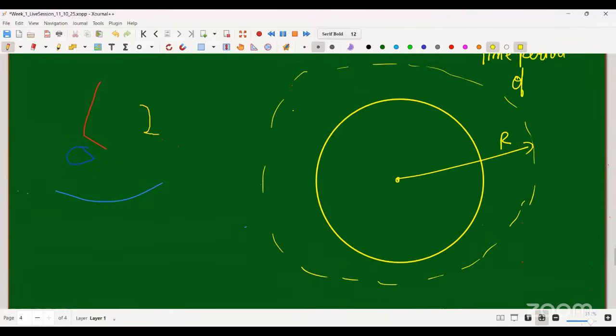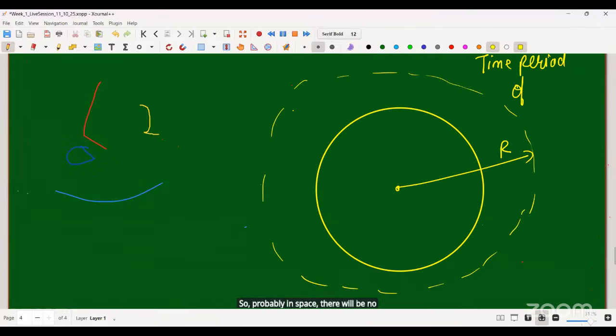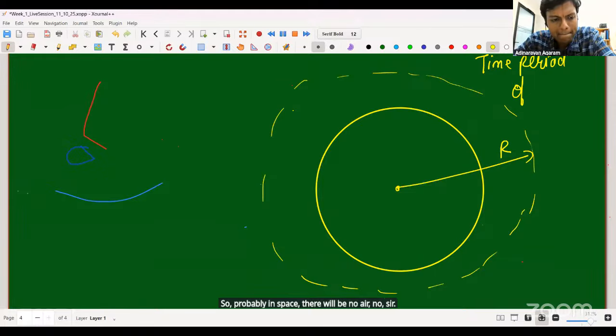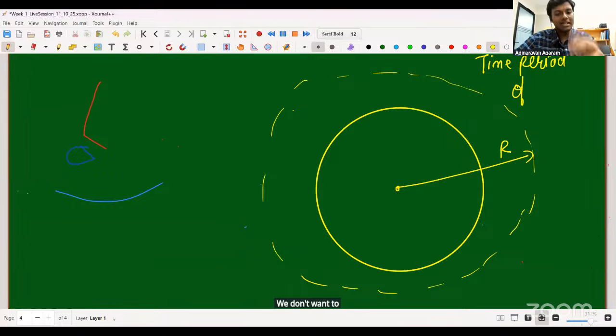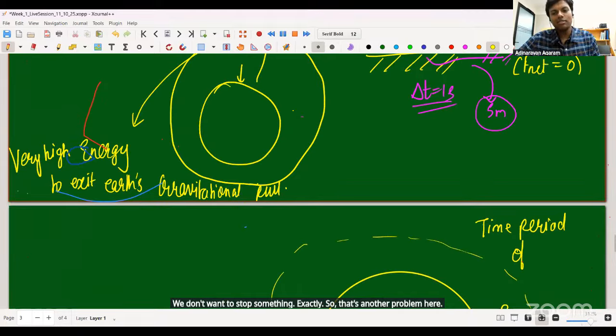Sir, probably in space there will be no air, no, sir. Yes. So how can you make drag there so that you can stop something? We don't want to stop something. Exactly. So that's another problem. Okay. We won't be able to stop anything with drag. That's a good question.